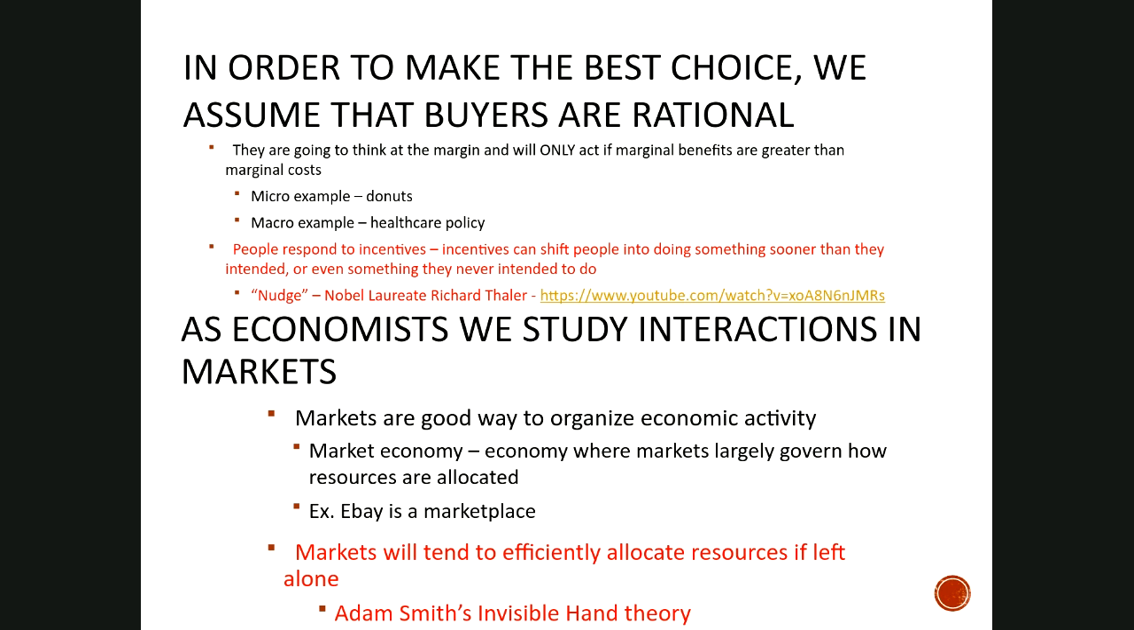They're going to think at the margin and will only act if marginal benefits are greater than marginal costs. Now, this is kind of a silly example, but what do we mean when we say at the margin? Really what we're talking about is the change by doing an action one more time: is it more beneficial or more costly? And I like to use the silly example of donuts, which is probably much more a reflection of my own problems. But I like donuts, I don't know about you. If you offer someone 20 donuts, are you going to eat all 20 donuts in one sitting? I will probably eat 2, maybe 3.